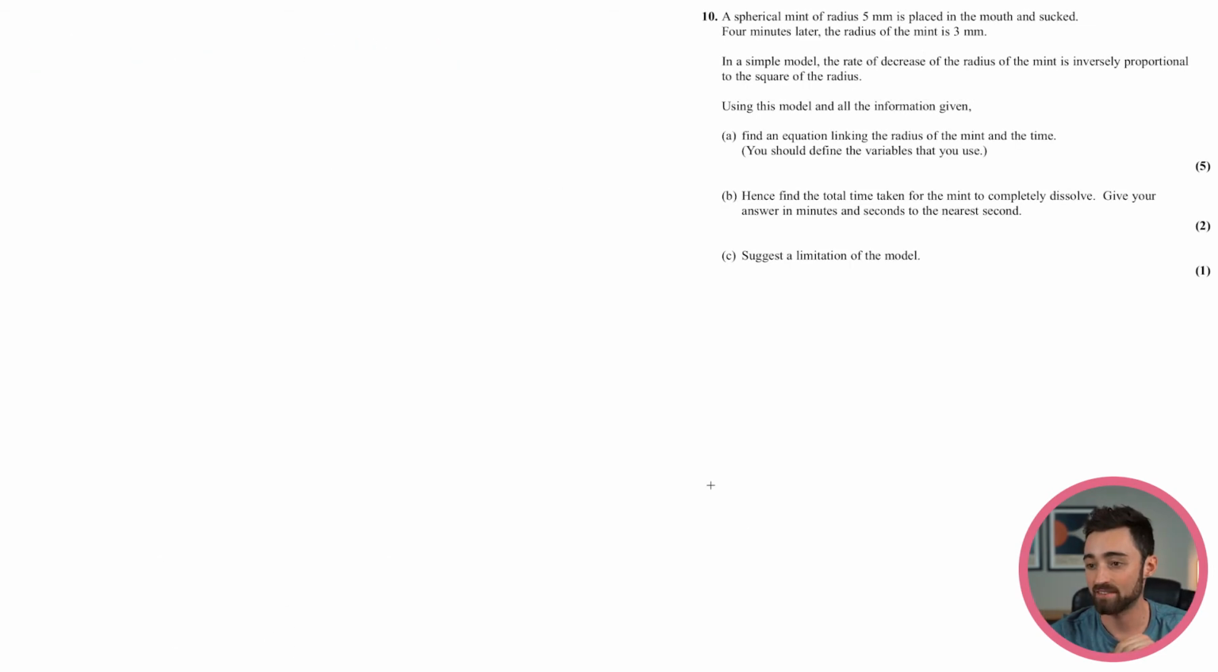All right, let's have a crack at question 10. A spherical mint of radius 5 millimeters is placed in the mouth and sucked. Bit of a strange question, but whatever. 4 minutes later, the radius of the mint is 3 millimeters. In a simple model, the rate of decrease of the radius of the mint is inversely proportional to the square of the radius. Using this model and all the information given, find an equation linking the radius of the mint and the time. You should define the variables that you use.